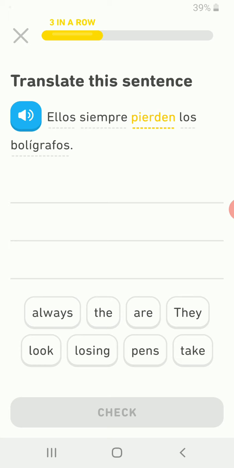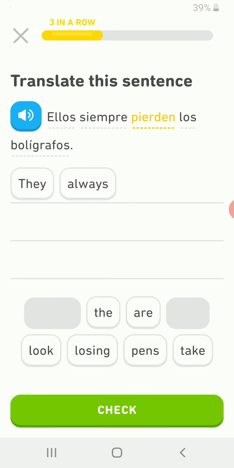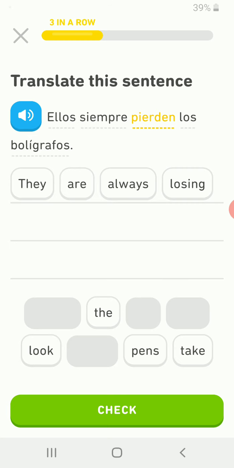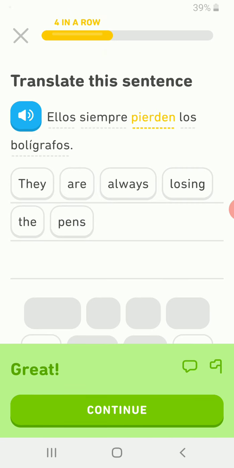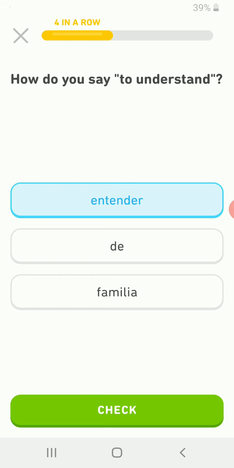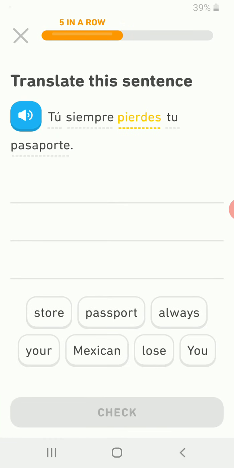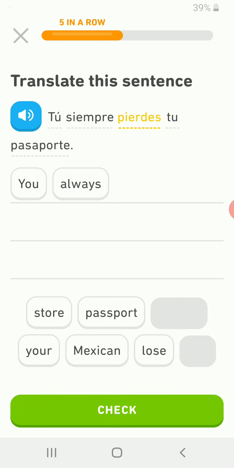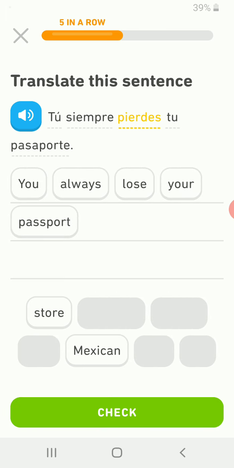Ellos siempre pierden, lose, yeah. So they are always losing the pens. Perder, I think. Perder, pierden. Okay, to understand. Entender. Tú siempre pierdes tu pasaporte. You always lose your passport.